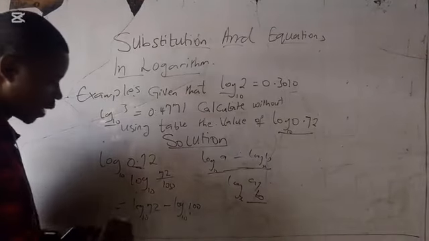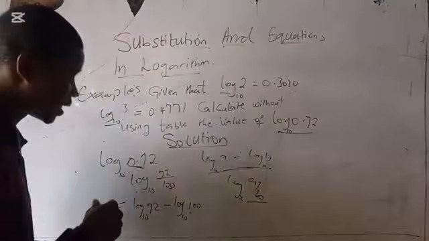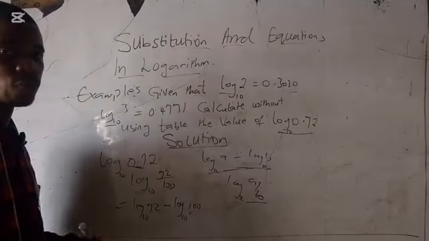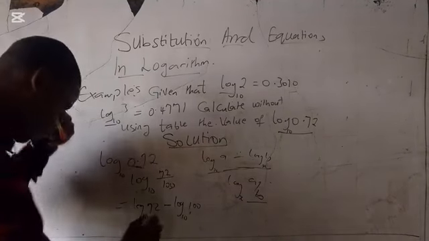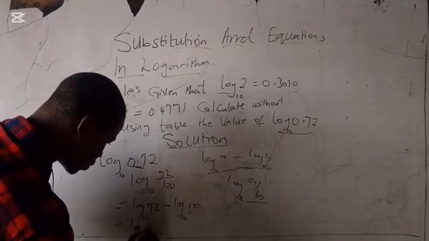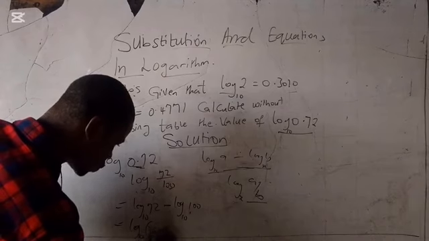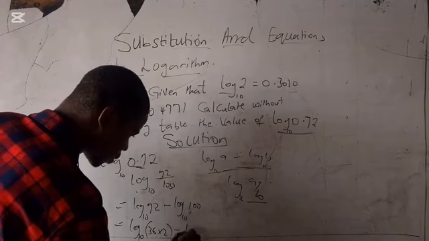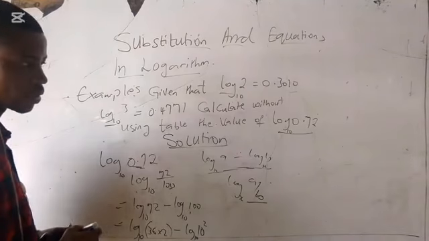So how can I break this down? What numbers will you multiply together that will give you 72? Let's say 36 times 2 will give us 72. So why not use 36 times 2 to replace the 72? So we have this equal to log base 10. In place of 72, we now have 36 times 2, then minus log base 10 of 100. Remember, 100 is the same as 10 squared.